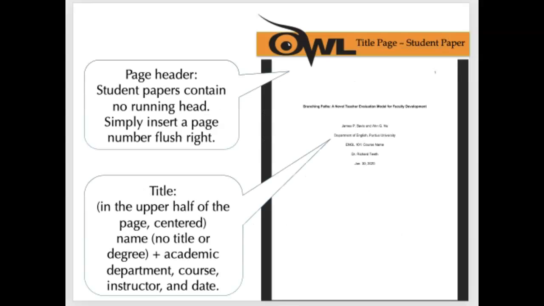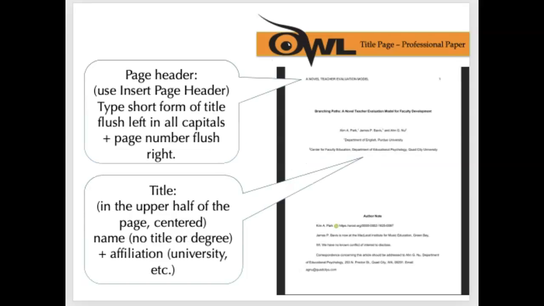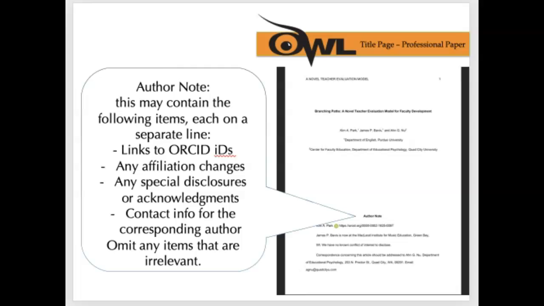So this is a student paper. This is a title page. If you want to learn more about this, you can go and see a sample student paper on the OWL website, or if you have your manual, a sample student paper is in your manual. So look at the guidelines for sample student papers.